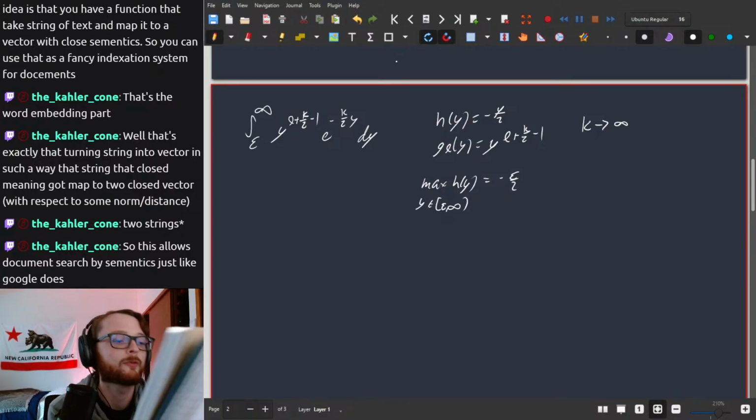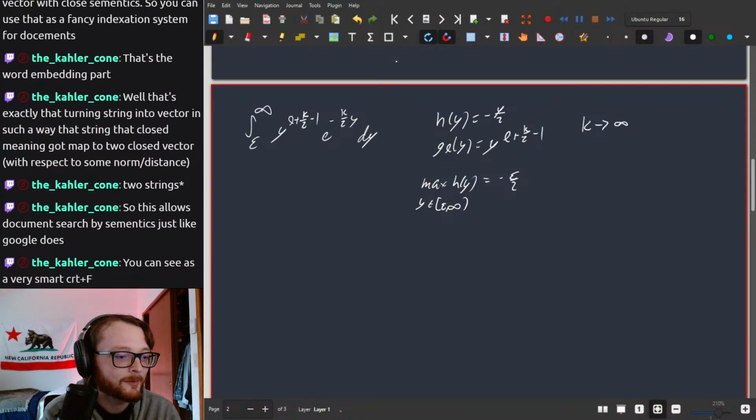We seek, there's supposed to be a change of variables that we can do here. I'm trying to figure out what it is.